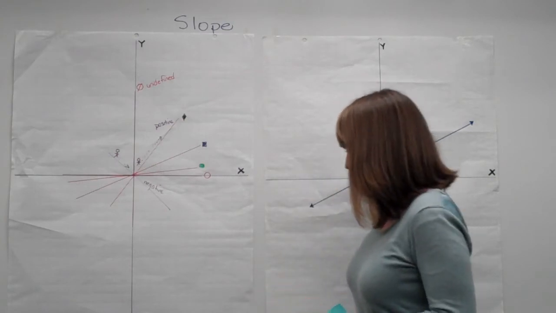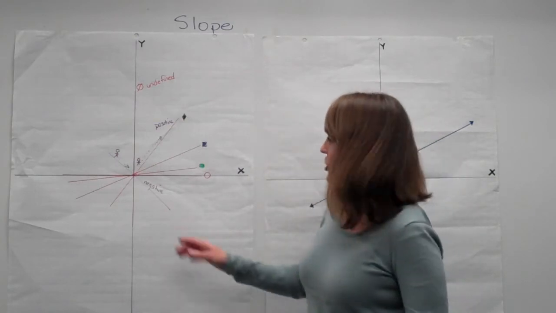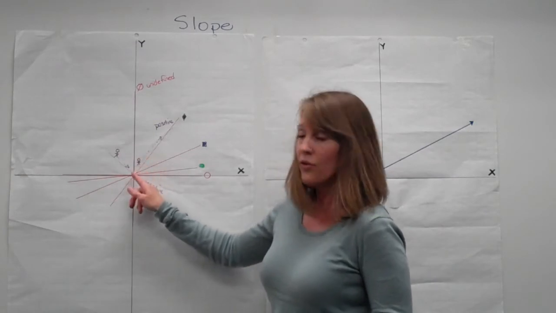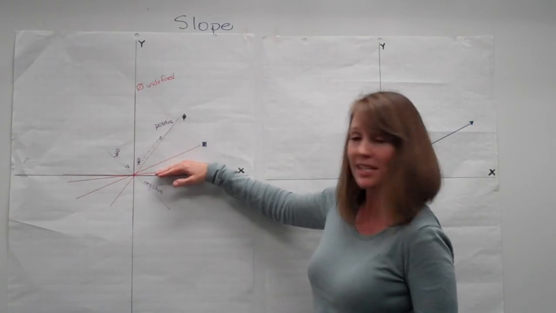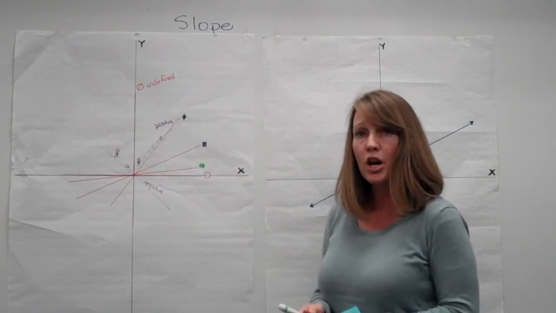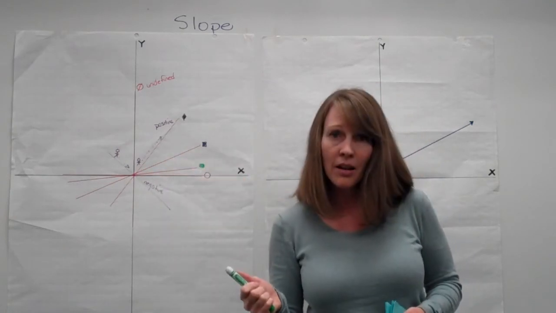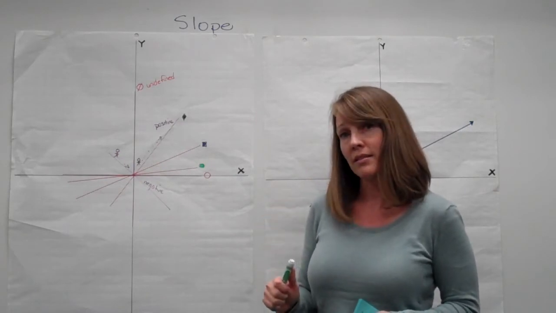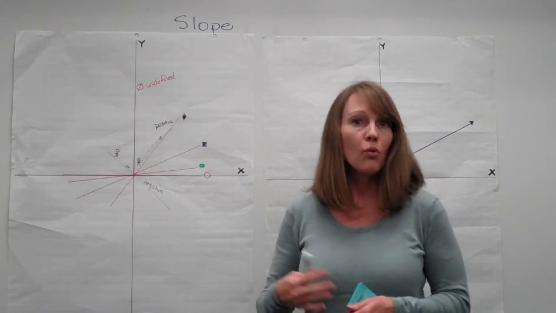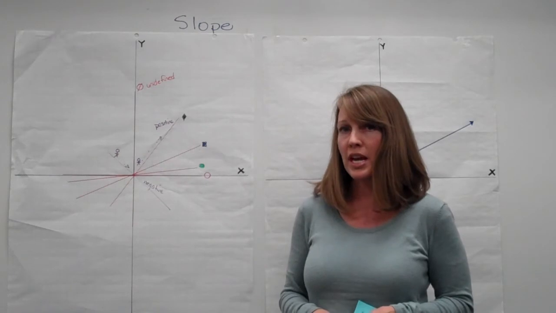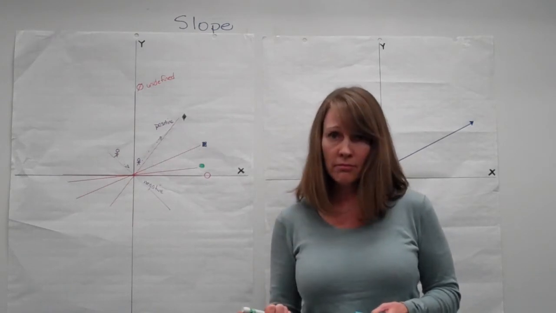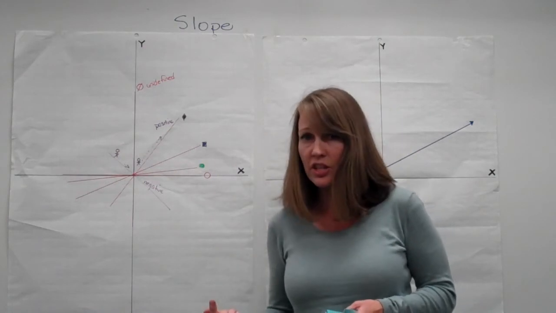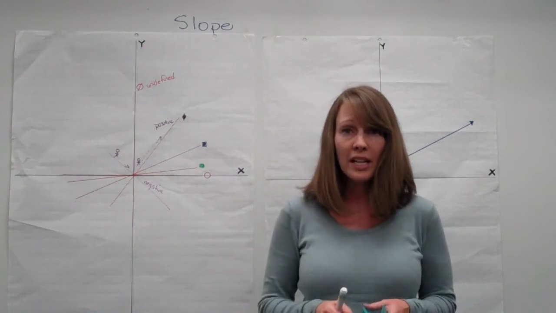So really what the slope is, it is the change in the height versus the change in the width. That's going to be consistent and it's going to give you your slope. So it's the change in the height over the change in the width. And that's where you come up with your rise over run. So those three things: it's a fraction, it's the change in height over the change in the width, and that's where your rise over run comes from.